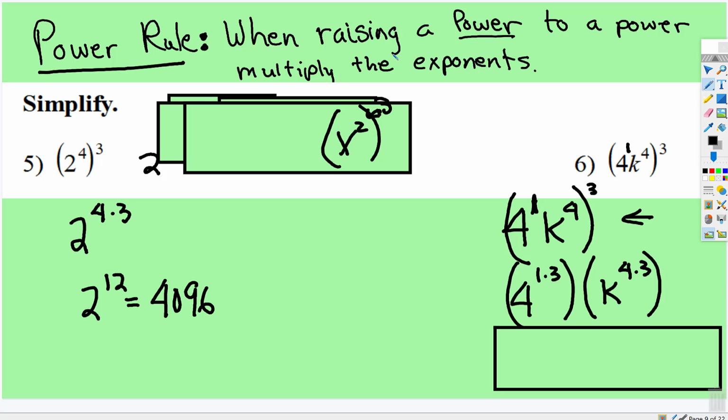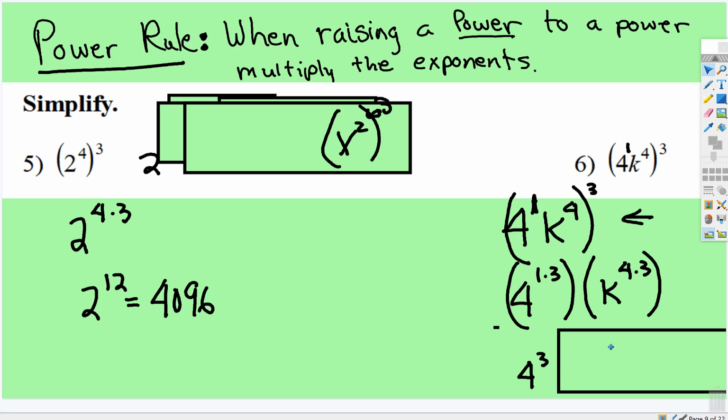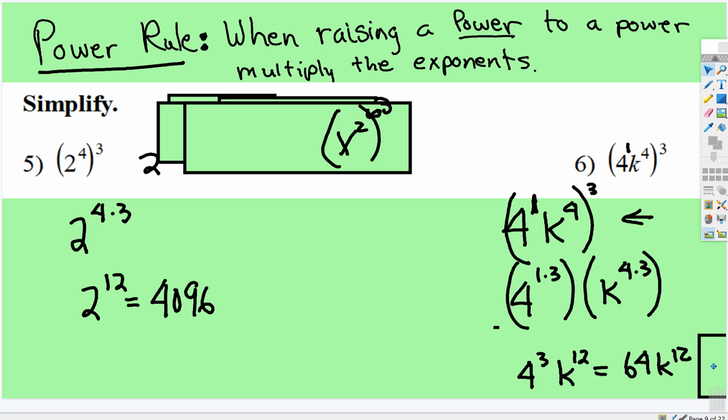So then you apply the property. When you raise a power to a power, you multiply. So that becomes 4 to the 1 times 3, and this becomes k to the 4 times 3. And then that's 4 to the 3rd times k to the 12th, but it can be simplified further because you can find out what 4 to the 3rd is. So you rewrite it as 64 k to the 12th. Okay, that's it for the power rule.